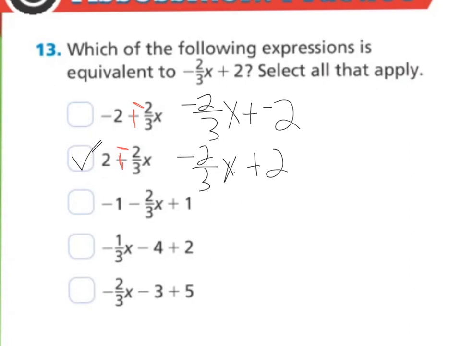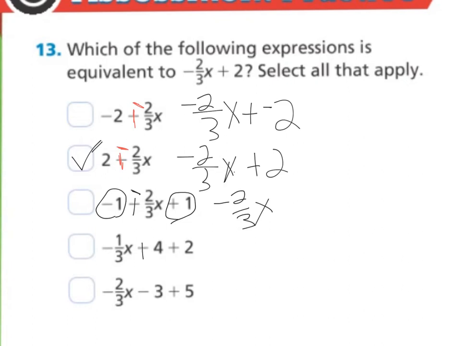The next option, again, you can add the opposite here if you want. What's going to happen here, we have two constants we can combine together. So negative 1 plus 1, those would actually cancel each other out, so we'd just be left with negative 2/3 x. So that's not going to be the same.